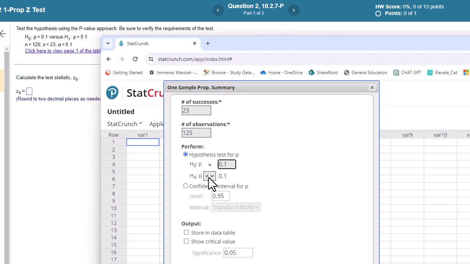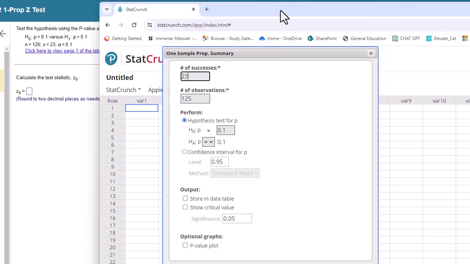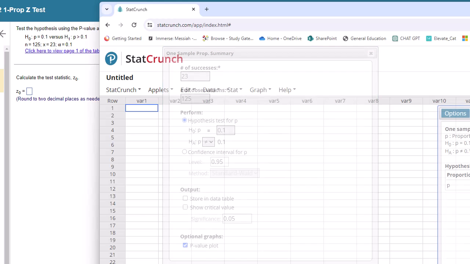So we're doing a hypothesis test, so we're changing that to 0.1. Notice it automatically changes it for HA. And just for this first time, I'm going to do this optional graph, the p-value plot. You do not have to do this. Press compute.